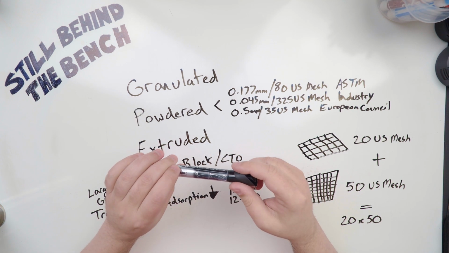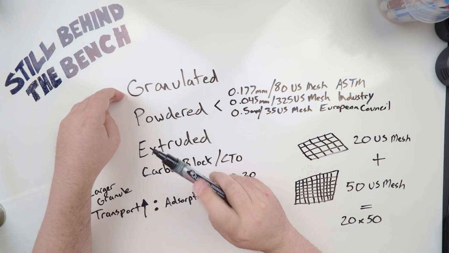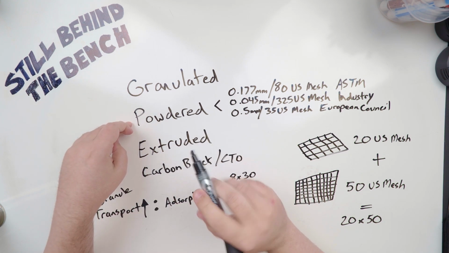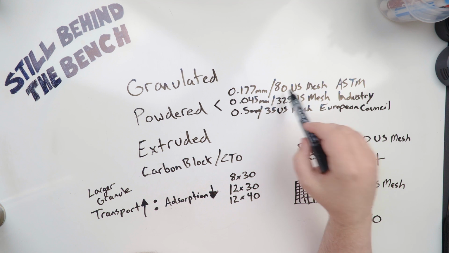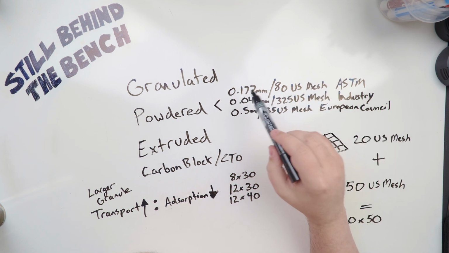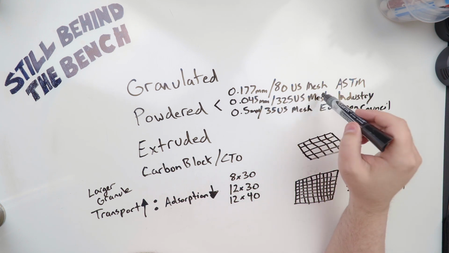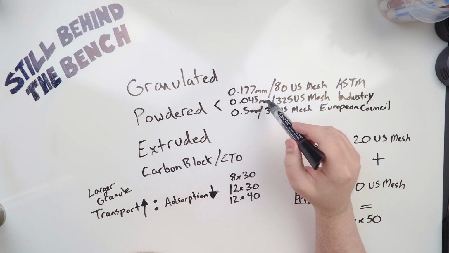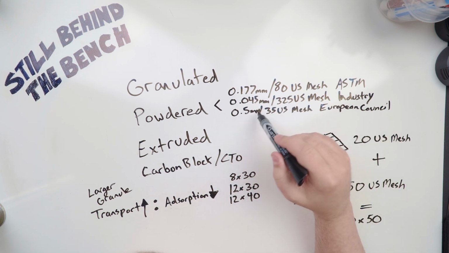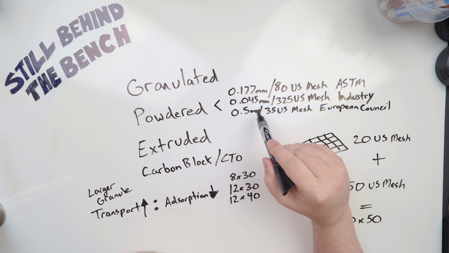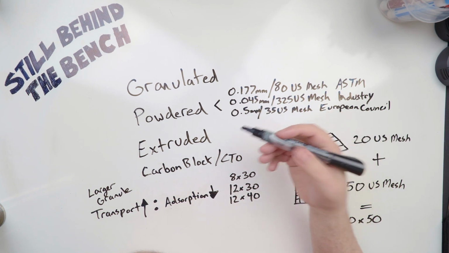So now I'm going to talk about mesh sizes and sieve sizes. It's a pretty simple concept. Normally it only applies to granulated activated carbon, but technically it also applies to powdered activated carbon. So according to ASTM standards, powdered activated carbon is less than 80 US mesh or 0.177 millimeter. According to the industry though, it's smaller than 325 US mesh or 0.045 millimeters. And then the European Council has its own powdered value, 35 US mesh or 0.5 millimeters. I don't agree with this one because 0.5 millimeters is essentially the average size of granulated white refined sugar, and it's granulated, it's not powdered.